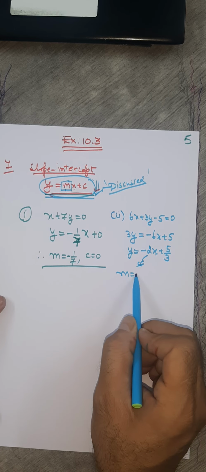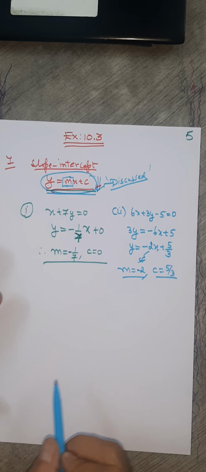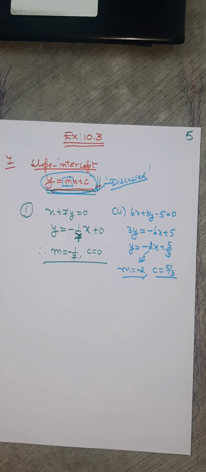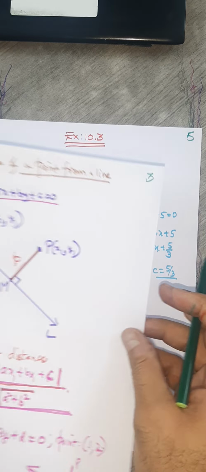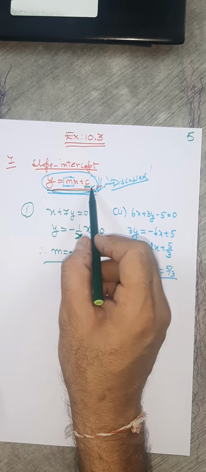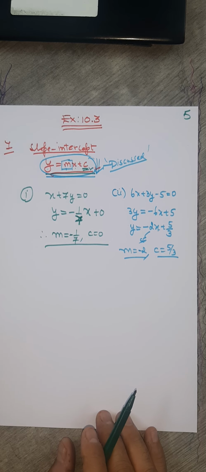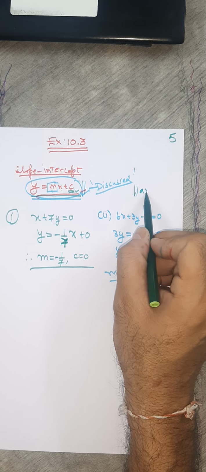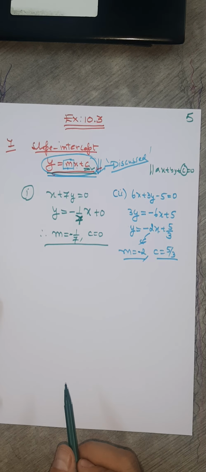Coefficient of x is slope, minus 2. And c is 5 by 3. Here c is not any constant. What is c here? That is y-intercept. Okay. Now here, let me clarify one more thing. Do not get confused with c used in this form and c used in this form. Here c is any constant and here c is y-intercept. So do not club these two things. In this form, ax plus by plus c equals to 0, c is any constant. Here c is y-intercept.